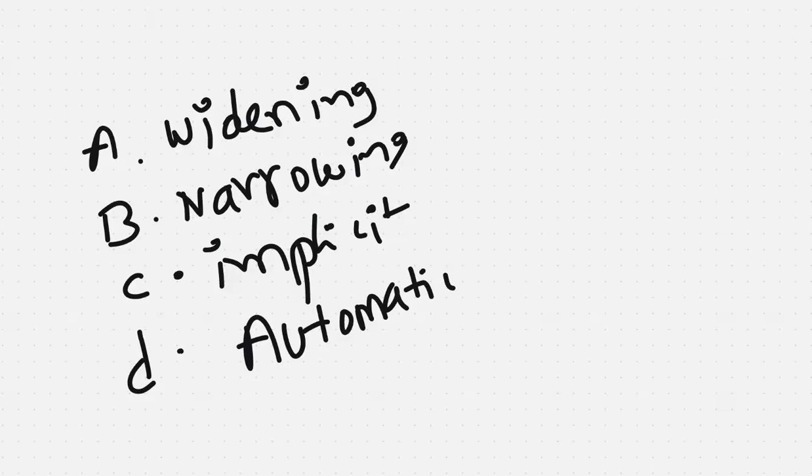Manohar said B. Good. Kiran also said B. Right. So this is the right answer. Okay. So widening and narrowing: narrowing loses data, right? So narrowing is explicit and widening is implicit. Okay, right answer. Next.